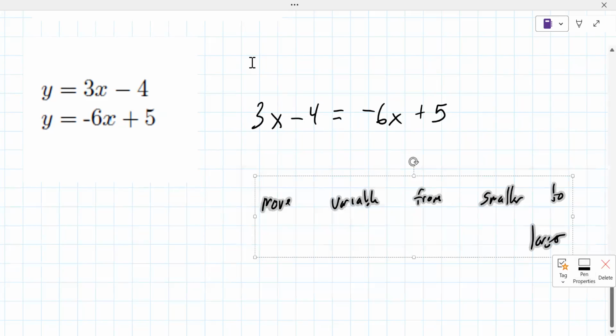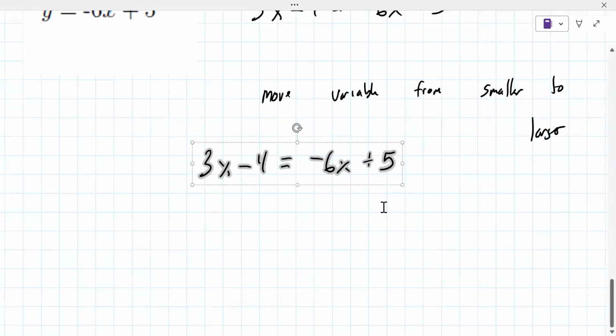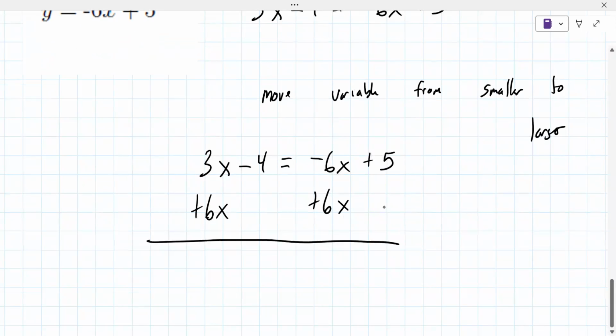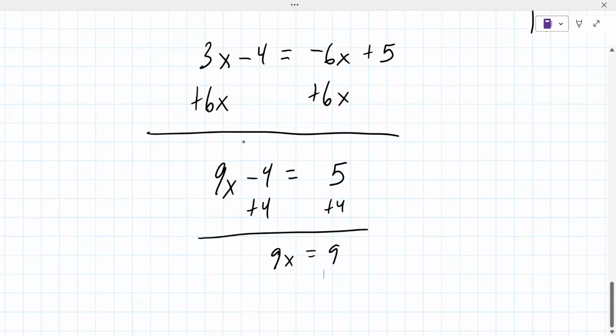So what I mean by that is, let me grab the equation here again. What I mean by that is you add 6x and you add 6x. And the reason is minus 6x is smaller than 3x. 9x minus 4 equals 5. Add 4, 9x equals 9. Okay, so you divide by 9 and get x equals 1. Take a look at what I just did and let me know if there's anything there that's really unclear.